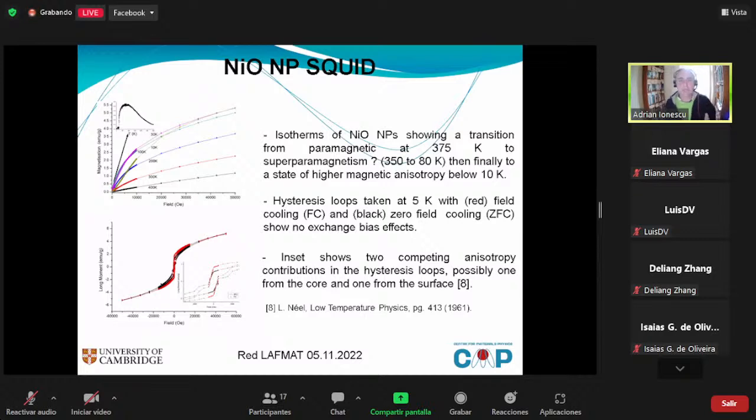You see at the bottom left, at low temperatures, we observed a hysteretic behavior. And when we measured isotherms, you saw that there was something going on when it went from a paramagnetic state, which you would maybe expect from an antiferromagnet, at 375 Kelvin towards lower temperatures, towards 10 Kelvin, that you moved to a state of higher magnetic anisotropy somehow below 10 Kelvin. And it ended up, as I said, in these hysteresis loops, shown at the bottom at 5 Kelvin, which were measured with field cooling and zero field cooling, respectively shown in red and black, which seem to indicate some kind of competing anisotropy contributions, possibly due to spin arrangements from the core, so the nickel oxide, or from the surface.